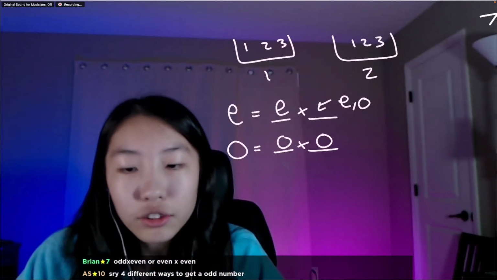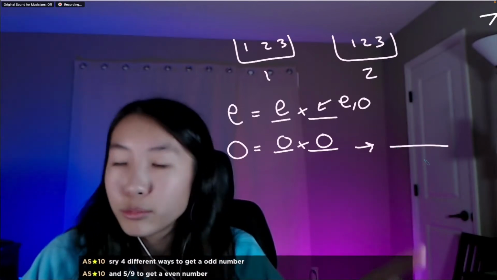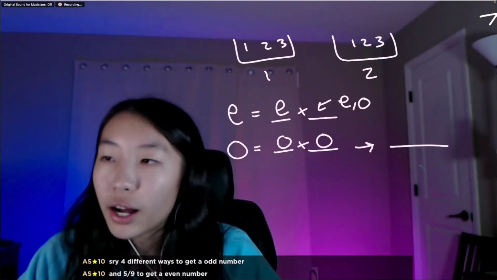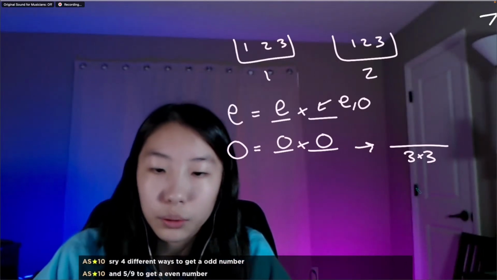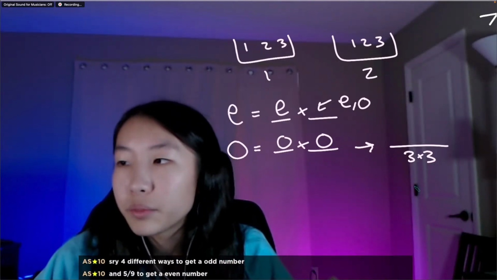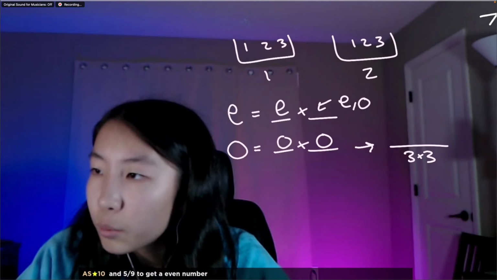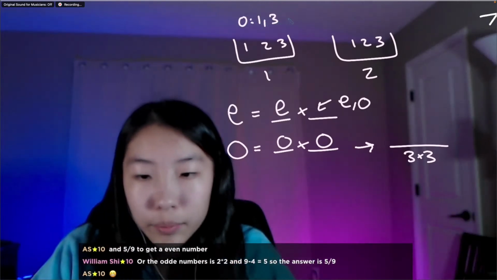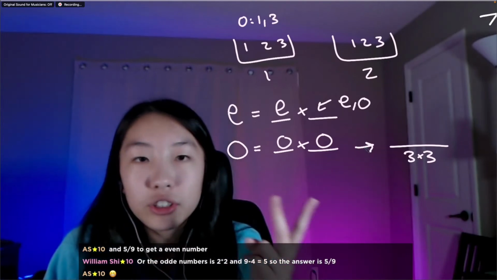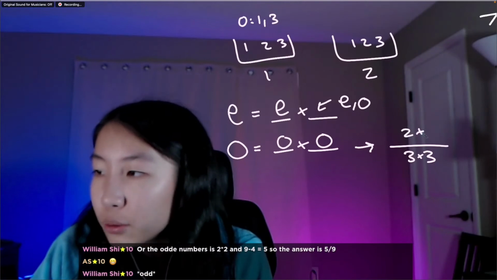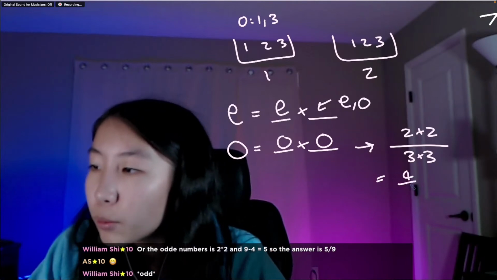So for the outcomes, the total: we can choose 3 from each box, so there are 3 possibilities from each box, which means 3 times 3 is our total. To get an odd product, we need an odd from both of these. The only odd numbers are 1 and 3 for both of them. And exactly as William says in the chat, there are 2 odd numbers in each, which means we multiply 2 by 2 to get the number of odd combinations. And that is going to be 4/9.